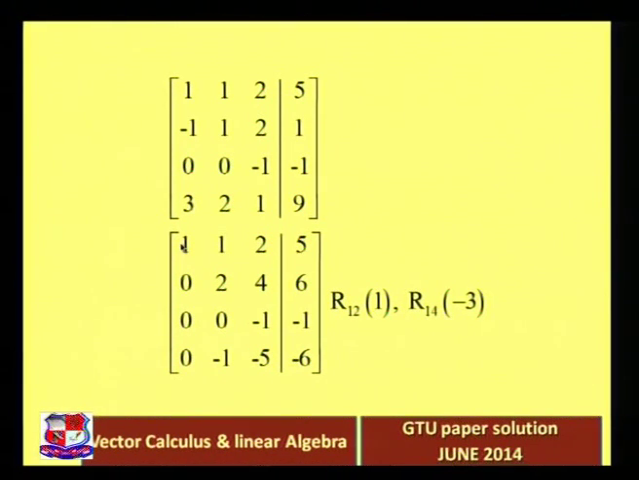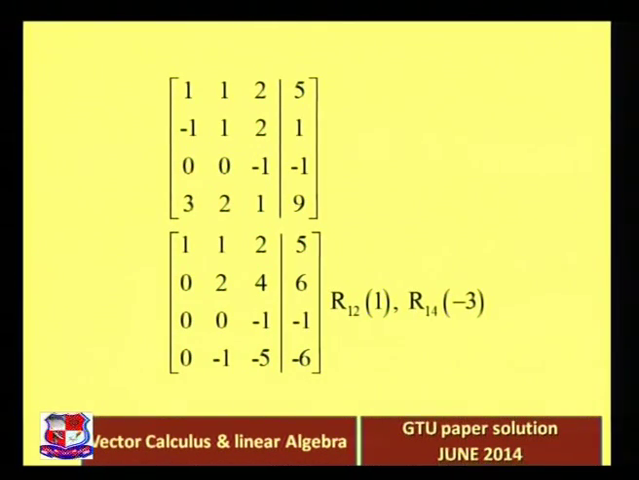Now first of all we have to convert this augmented matrix into row echelon form, or you can also convert it into reduced row echelon form. Now you have to understand the meaning of row echelon form and reduced row echelon form. There are some conditions to become a row echelon form matrix. The first condition is, if there is any zero row, it should be at the bottom of the matrix, right? That is the first condition.